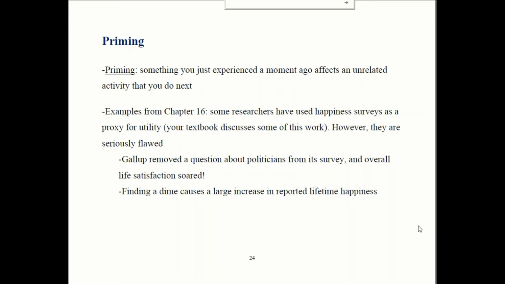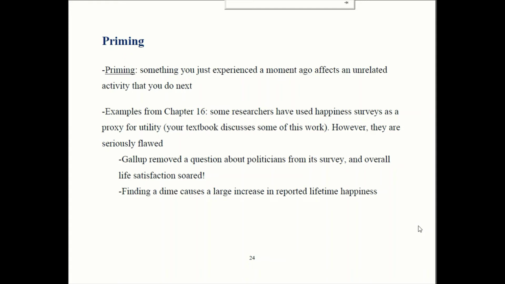It's priming. If you ask about politicians, they get unhappy, and that affects their overall life happiness because they are unhappy with politicians. If you drop the question about politicians, though, then suddenly I'm happier about life, and my happiness goes up. This is not actually about life happiness, though. What they're really telling you about is how happy am I feeling right now. So life satisfaction, which we're trying to measure, is not being captured.